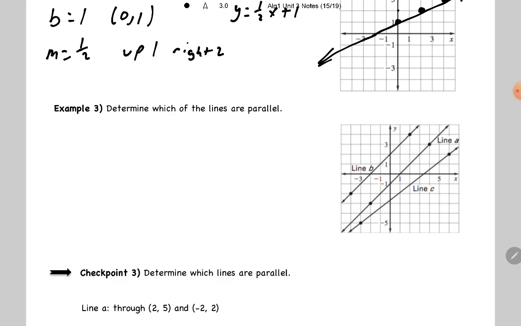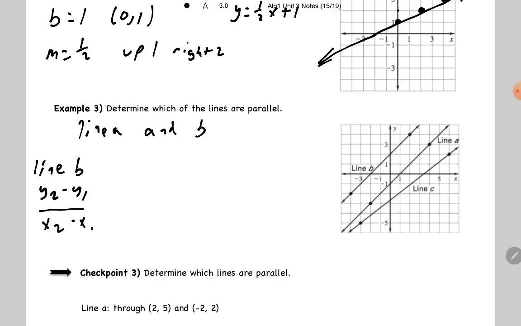Okay, so we already have a good guess that it's line A and B, but we need to be sure. So we need to check their slope. Okay, they give us 2 points for each line. So let's look at line B. Slope, remember, is y2 minus y1 over x2 minus x1.